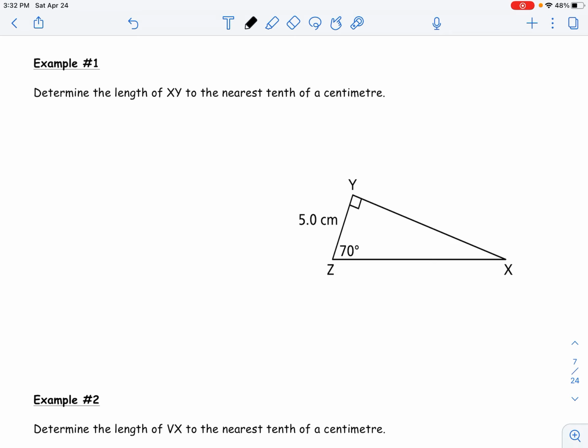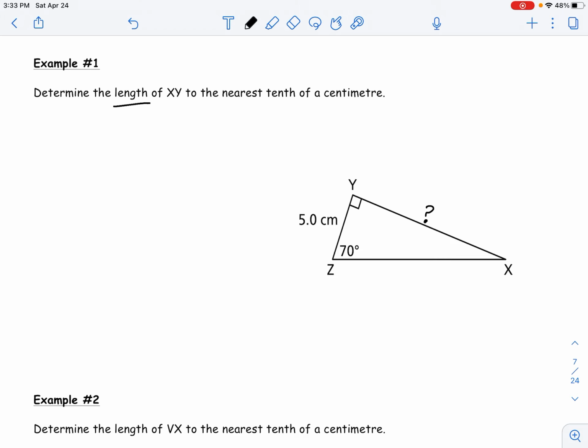So this one, example number 1, is just saying determine the length of x to y. So this is the length. Remember, whenever you're looking for a length, you shouldn't be solving for tan inverse unless you're solving for an angle. Okay, so let's first label our x to y. This is what we're solving for. We don't know what this side is. X to y, that's what we're trying to find.